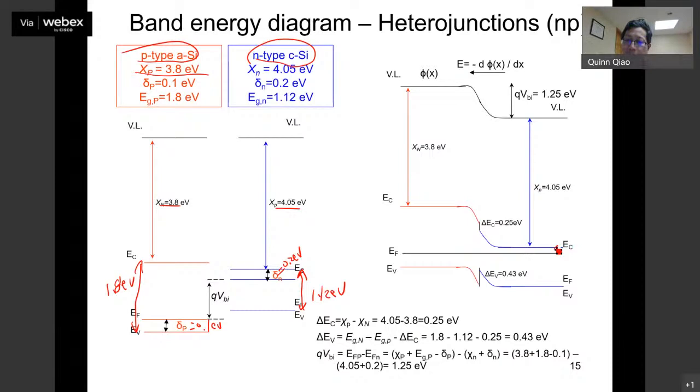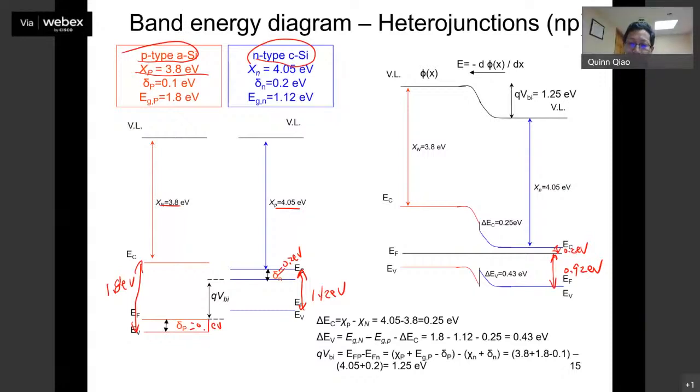You see here, it's 0.2 eV, okay? And then this one also stays the same. See here, this is 1.12, that's 0.2, so here is 0.92 eV, okay? Added together, that's a total of 1.12 eV.